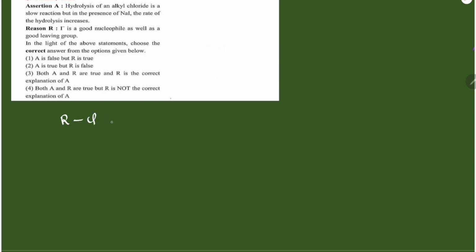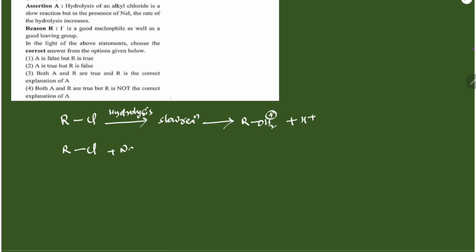Alkyl chloride hydrolysis is a slow reaction. It becomes ROH2+ to produce H+. It is a slow reaction. So alkyl chloride in the presence of sodium iodide gives alkyl iodide and sodium chloride.